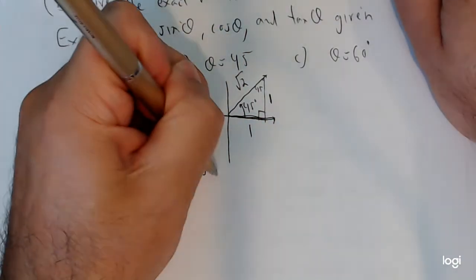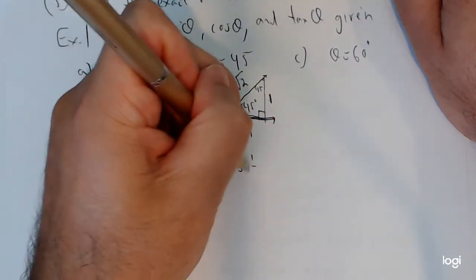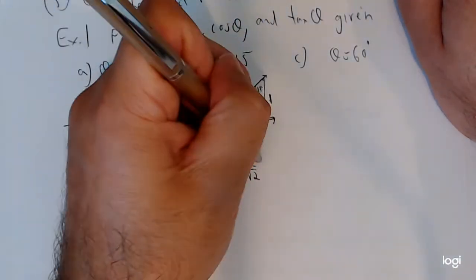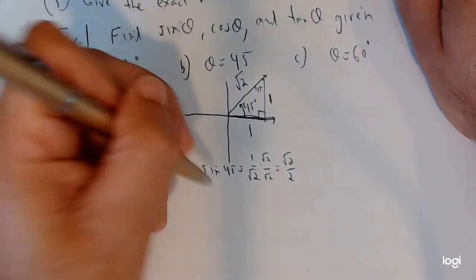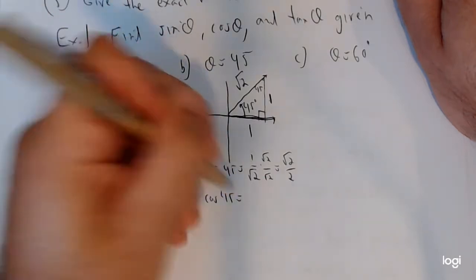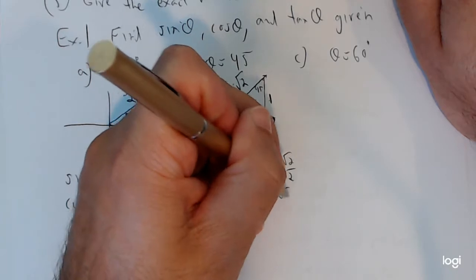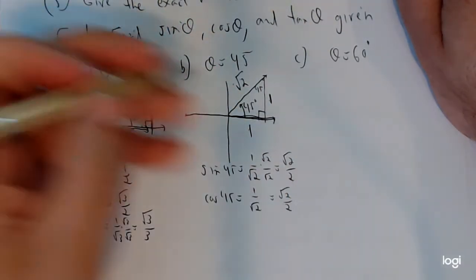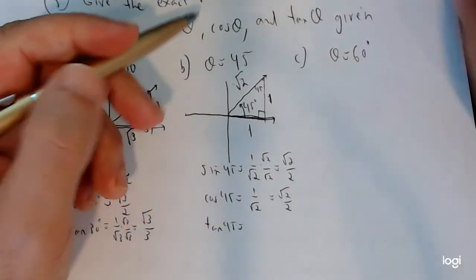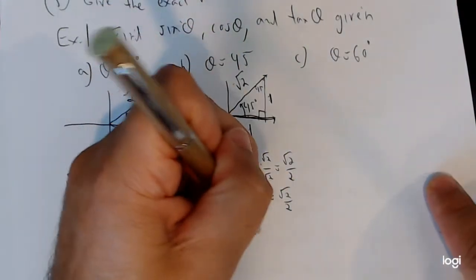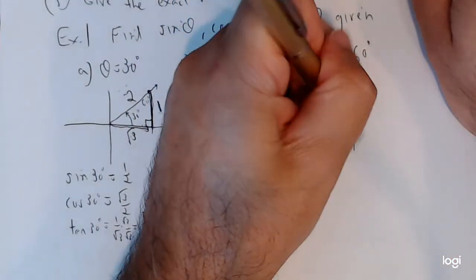So sine of 45 degrees is y over r, which is 1 over rad 2. And if I rationalize that, I get rad 2 over 2. And then we have cosine of 45 degrees, which is x over r, so that's 1 over rad 2. And if I rationalize that, that's rad 2 over 2. And then tangent of 45 degrees is what? Y over x, which is 1 over 1. And that's 1.